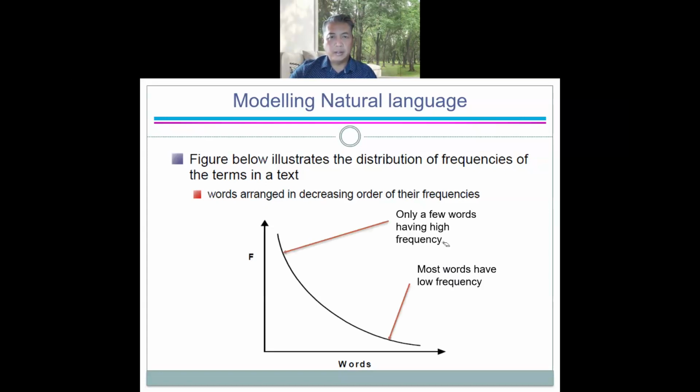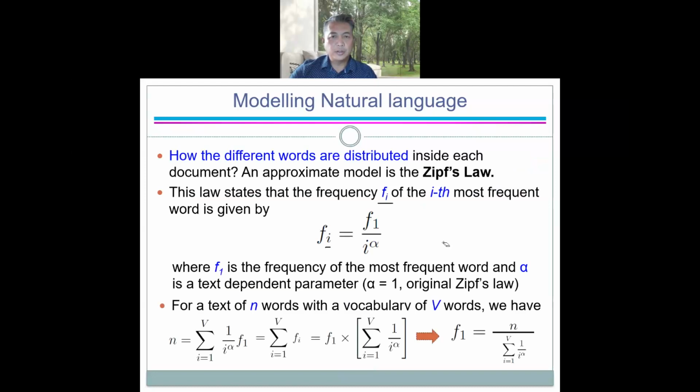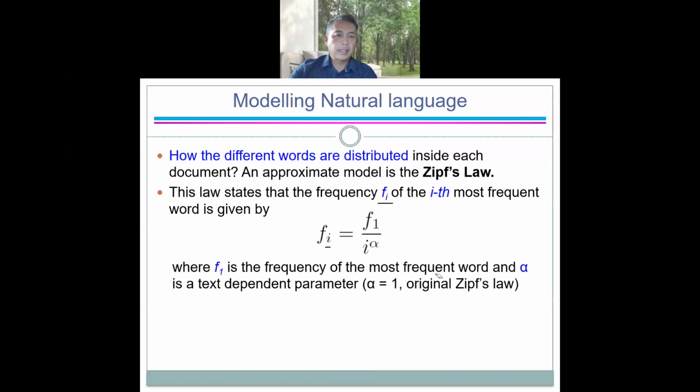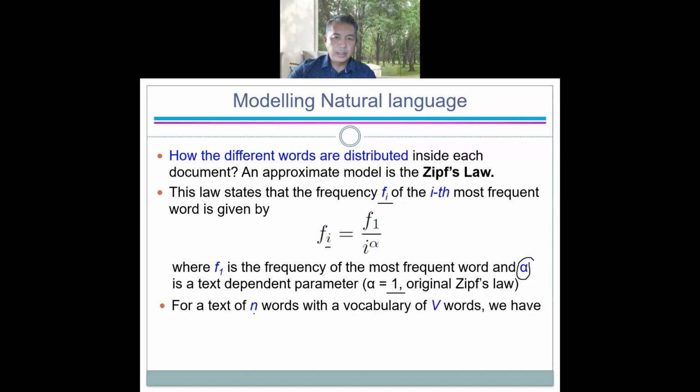But if we look at the formula again here, so just now we were here. F1 is the frequency of the most frequent word, like I showed in the example just now, the first one. And this alpha is a text dependent parameter, normally one. For a text of n words with vocabulary of V, this is the list of distinct words that you have in your vocabulary. This one is the n words that you have in your document.